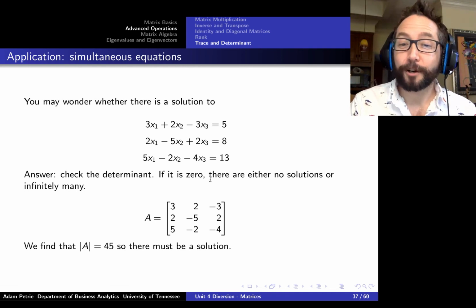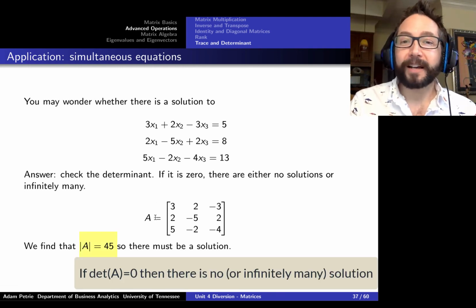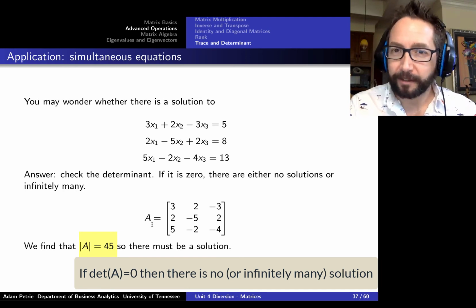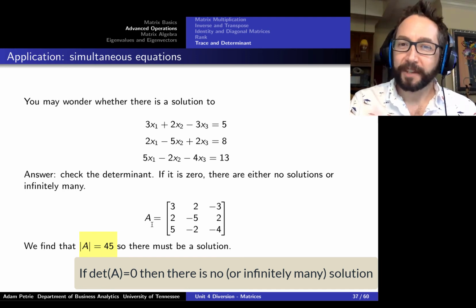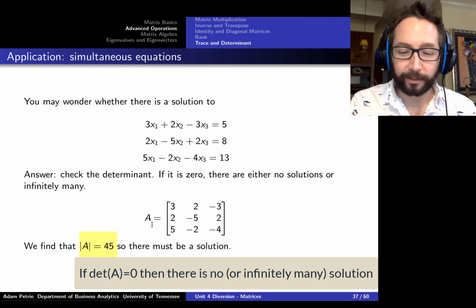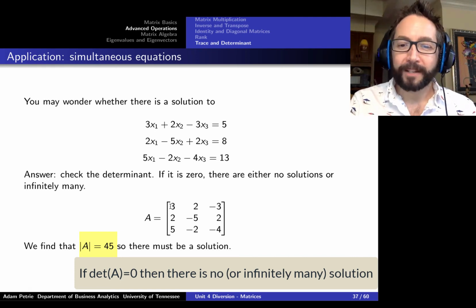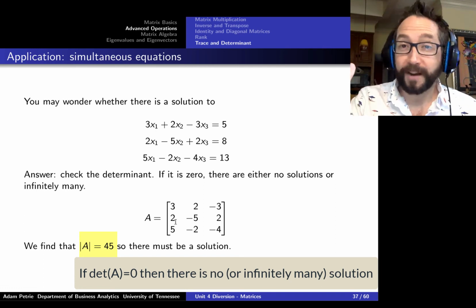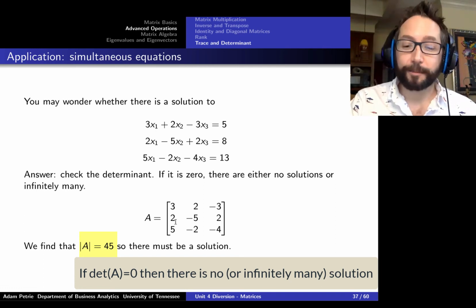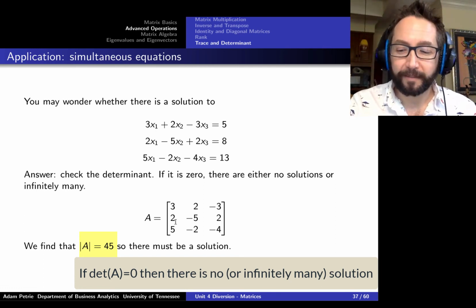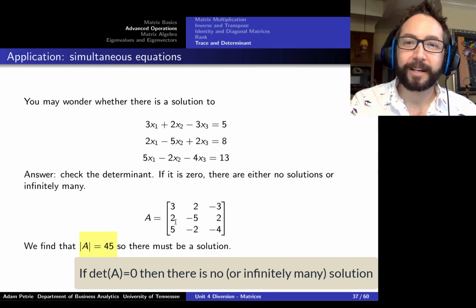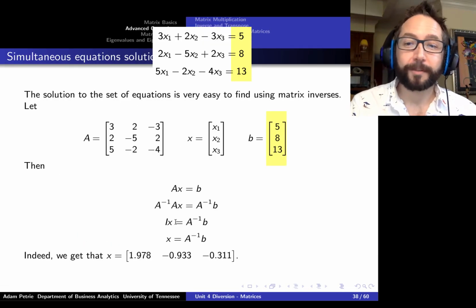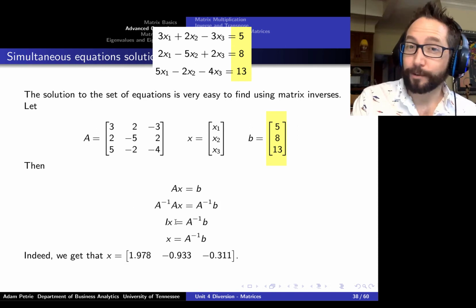If we take the determinant of this matrix and we find that it's not equal to 0, that means there must be a solution to this set of equations. If the determinant is 0, there's either no solutions or an infinite number. Because the determinant of this matrix is equal to 45 in this case, we know there has to be a set of values of x1, x2, x3 that solve this set of equations. How could we get those solutions?